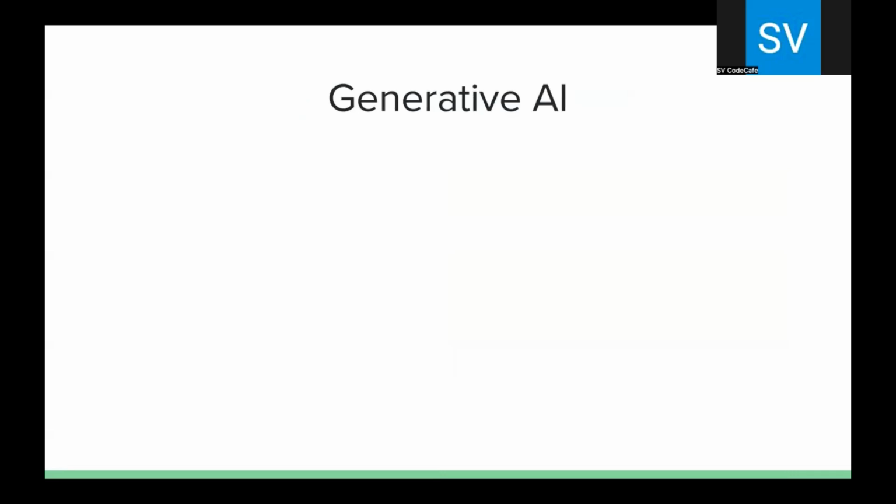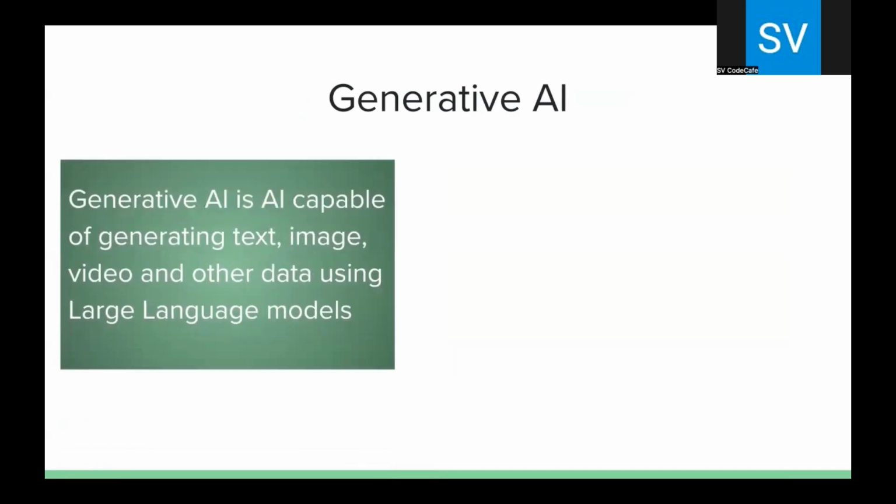Now let's understand generative AI. It is an exciting field of artificial intelligence that can create new content such as text, images, videos, and many more. Generative AI uses something called large language models, or LLMs. These are advanced algorithms trained on massive amounts of data like books, websites, images, and videos. So they can learn patterns and structures in language and visualize the data.